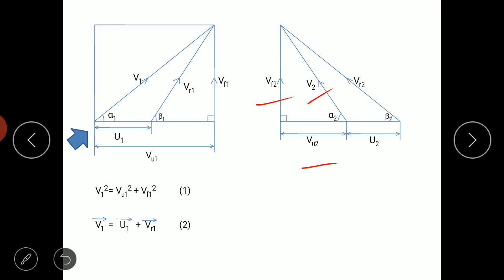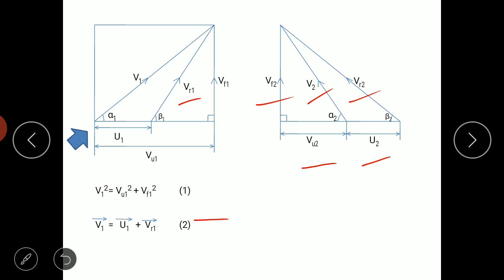You can see that from inlet to outlet, vr1 is increasing, so the relative velocity is increasing. Again, in order to get the relation between v2 and u2, we have vr2, or to get the relation between v2 and vr2, we have u2. Again we have to take vector summation, as in equation 2. Vector vr2 will be equal to v2 plus u2, because from inlet to outlet, relative velocity will be increasing.